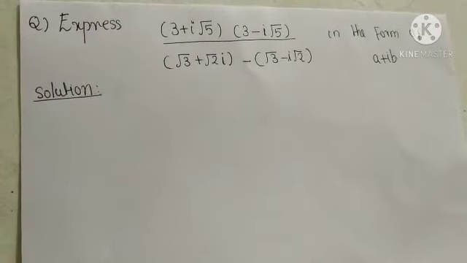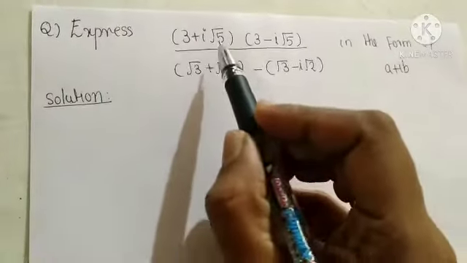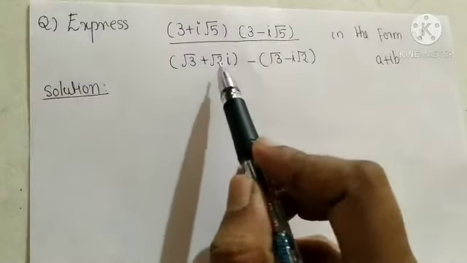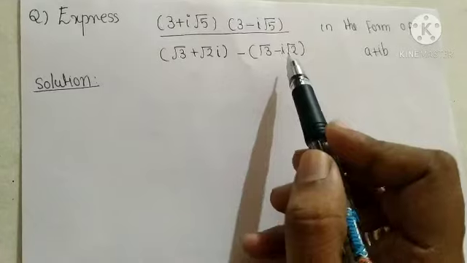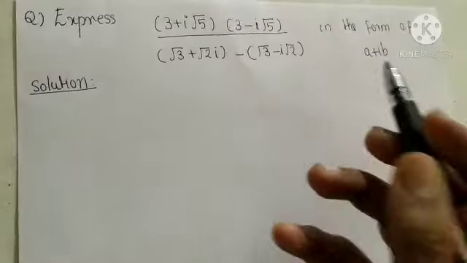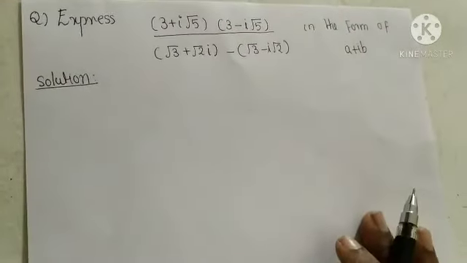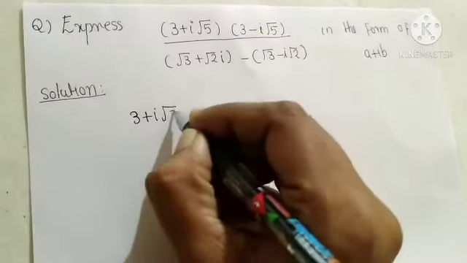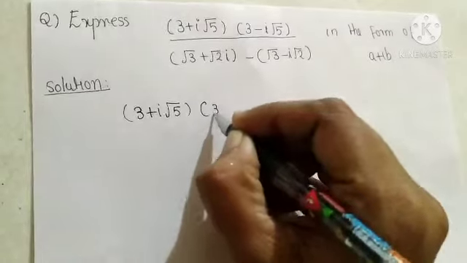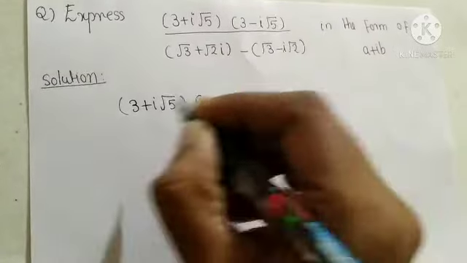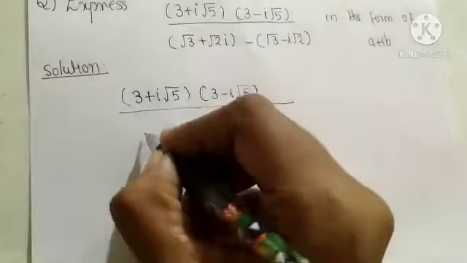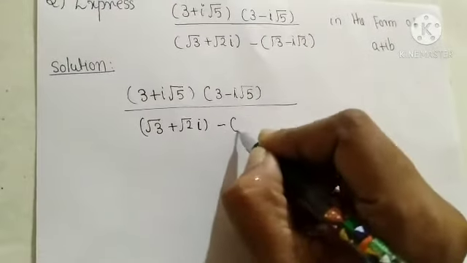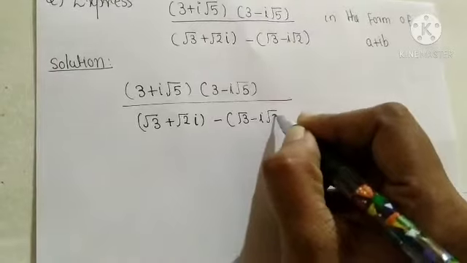This is our next question. Express (3 plus i root 5) into (3 minus i root 5) divided by (root 3 plus root 2 i) minus (root 3 minus i root 2) in the form of a plus ib. So let's start the solution of this question. Given that (3 plus i root 5) into (3 minus i root 5) divided by (root 3 plus root 2 i) minus (root 3 minus i root 2).